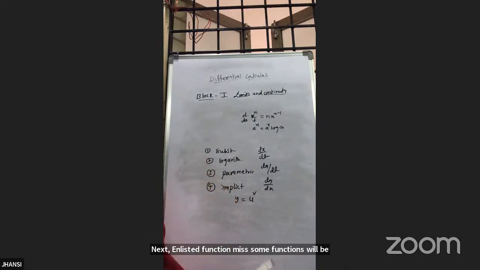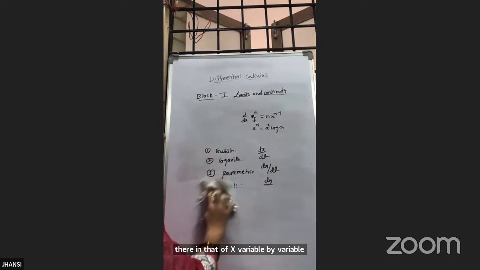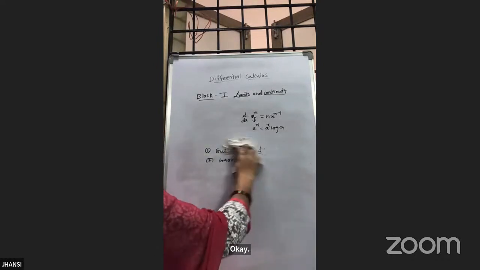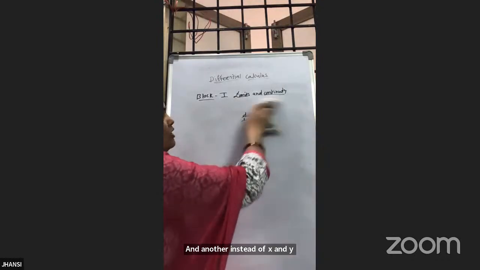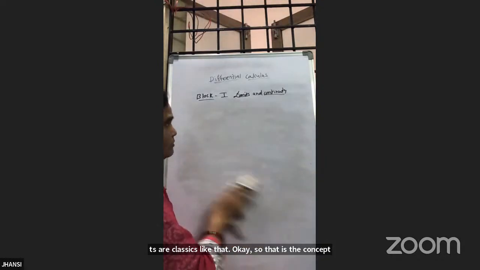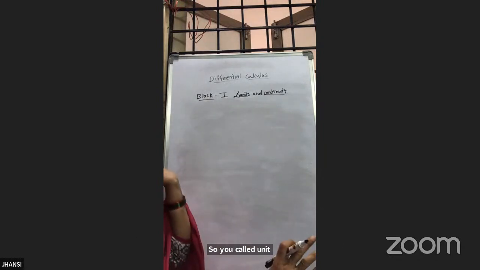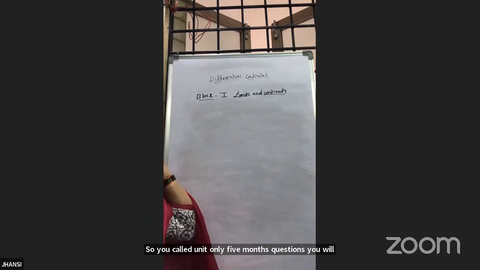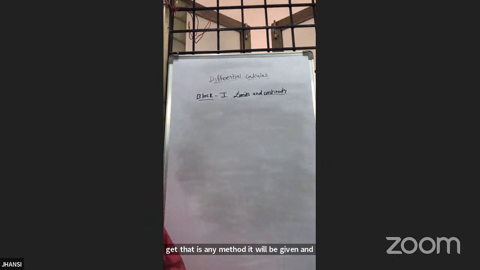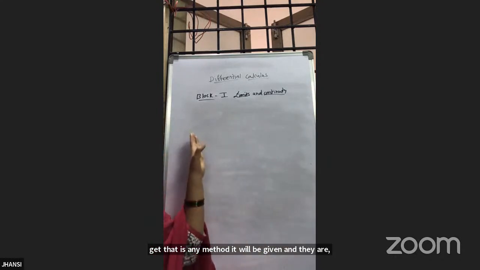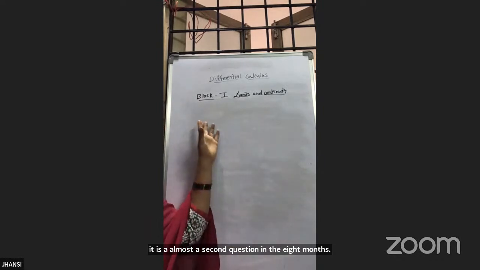Next, implicit functions means some functions will have both the x variable and y variable in them. And instead of x and y, you may have sin x or cos x like that. That is the concept of the fourth one. In the third unit, you will get only 5 marks questions. Any method may be given, and it is almost the second question in the 8 marks. In section A, in the second or third question, you may get a question from differentiation. So this is about block 1.